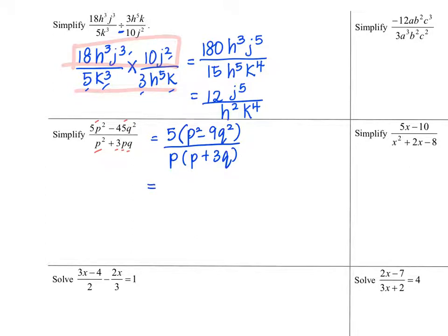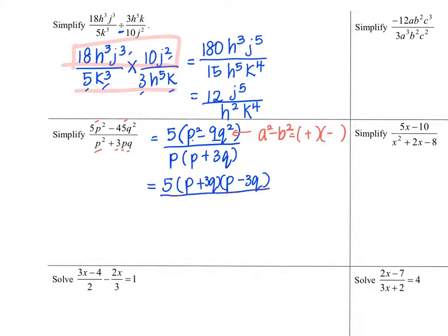But there are no factors to simplify yet. But I noticed that this is actually of the form a squared minus b squared. So it can be expressed as a plus b, a minus b. So I'll keep my 5, don't throw it away. I now have two brackets. One is plus, one is minus. What times what will give me p squared? P times p. What times what will give me 9q squared? 9 times 9? No. 3 times 3. So it's 3q times 3q.